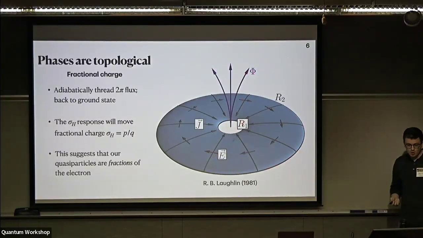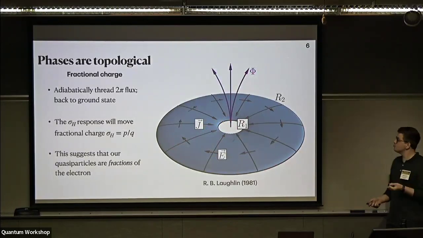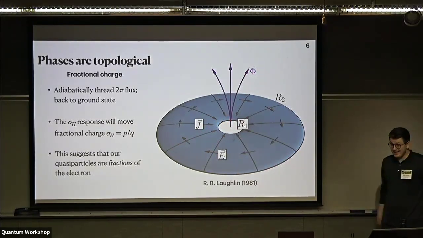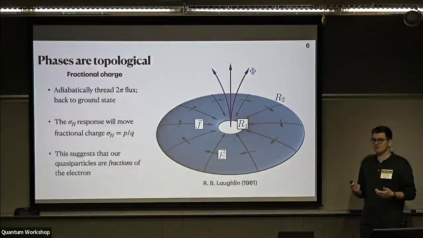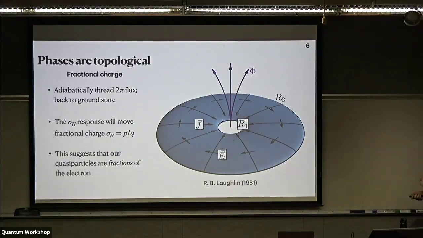But this is a Hall system, and so I'll get a transverse flow of current from the outer to the inner edge of the annulus. By the time I'm done threading 2π flux, I will have moved a fractional charge of p over q, or sigma_H. But that can't be an electron. Obviously, the electron does not have a fractional charge. It says sigma_H is 1/3. So this is suggesting that I have some fractionalization. And many other people have built on this.